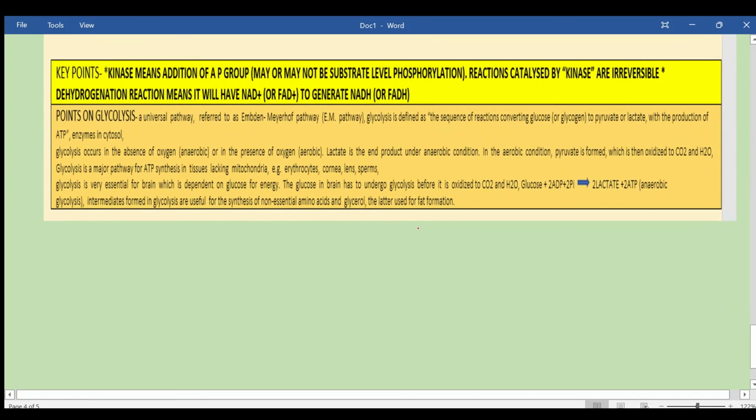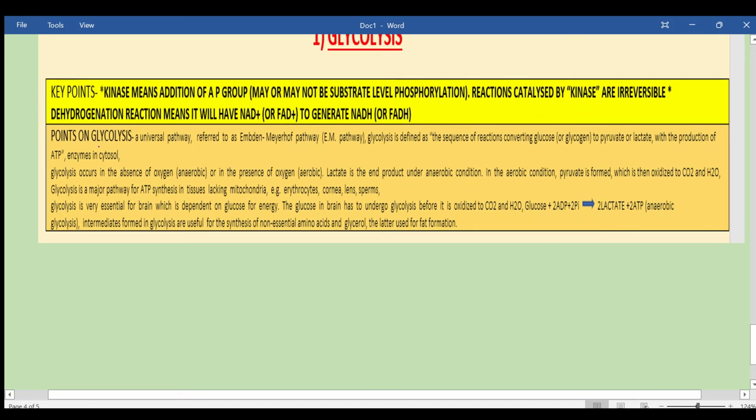Now there are a few more points. Glycolysis is a universal step referred to as the Embden-Meyerhof pathway, the EMP pathway. Glycolysis is defined as the sequence of reactions converting glucose or glycogen to pyruvate or lactate. Lactate is generated in absence of oxygen, that is anaerobic glycolysis, and pyruvate is the aerobic form of glycolysis, that is in presence of oxygen, with the production of ATP, and the enzymes are in the cytosol, meaning glycolysis happens in the cytosol.